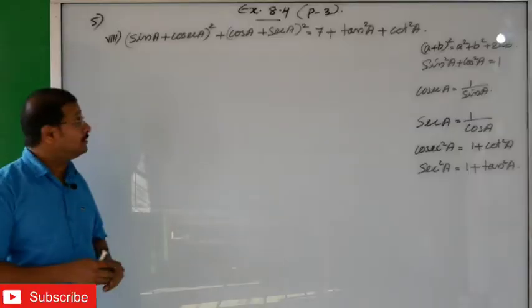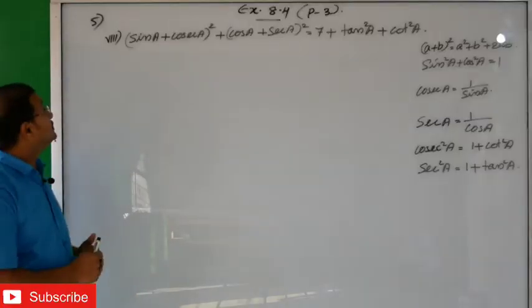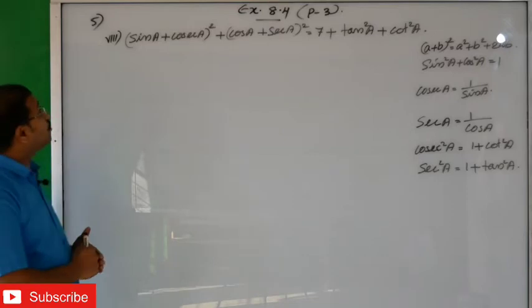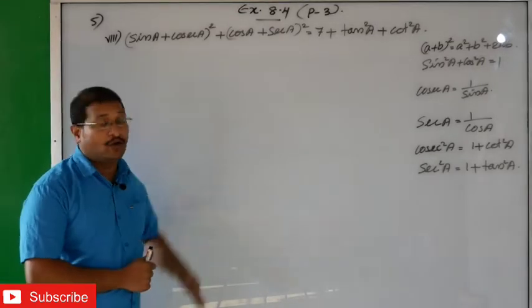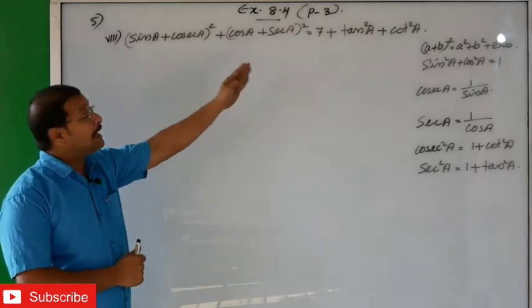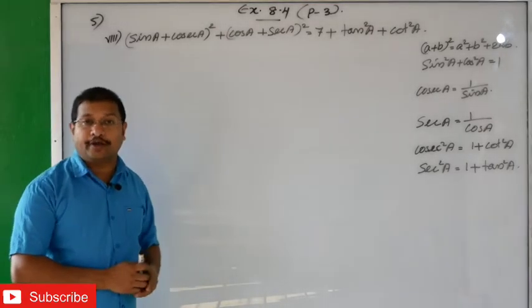Let's see the next question. (sin a plus cosec a) the whole square plus (cos a plus sec a) the whole square equals 7 plus tan square a plus cot square a.